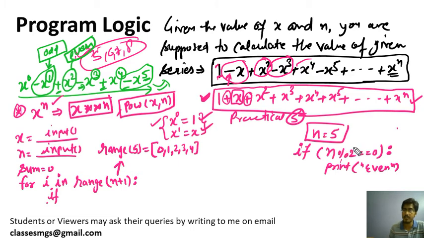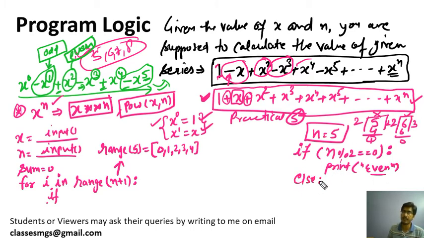So what is n%2? The percent operator you should know. The percent operator is basically used to find the remainder. After dividing 5 by 2, what remainder will you get? If this is 0, that means this is an even number. Let's suppose you give 6, what will be the remainder? 0. And for 5, what will be the remainder? 1. So this is not an even number, but this is an even number. Similar thing you will do here.